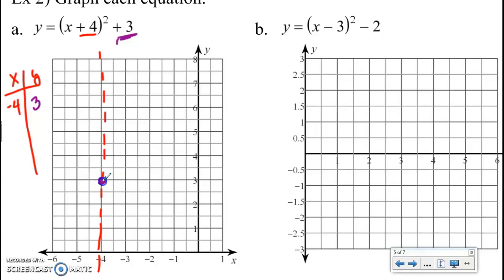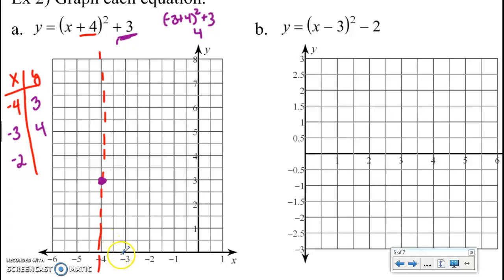Now I'm going to take 2 steps to the right. So step over once, I get negative 3. Step over one more time, I get negative 2. And we're going to go plug those in. So (-3 plus 4) squared plus 3 gives me 4 for an answer.